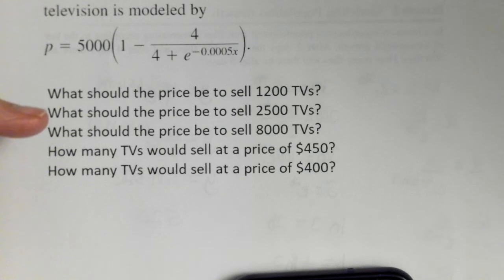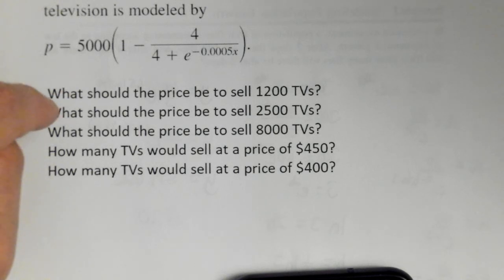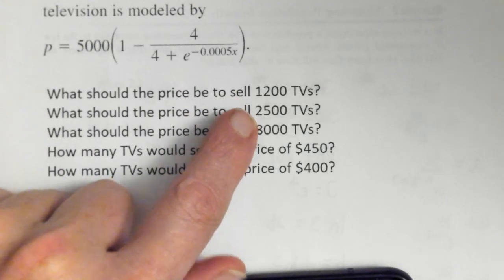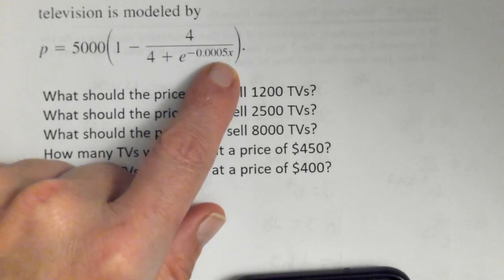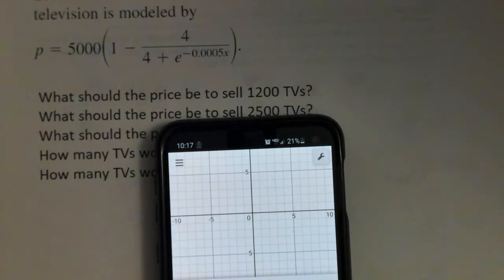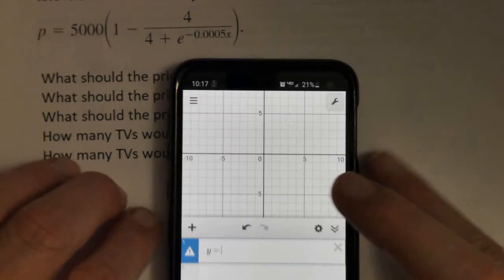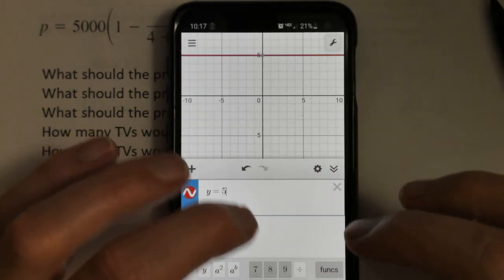And so what we've got is the questions that they're asking. It says, what should be the price to sell 1,200 TVs? Okay, so TVs is going to be X, and then P is going to be the price. So let's go ahead and plug this into Desmos. Y equals, okay, we got 500.